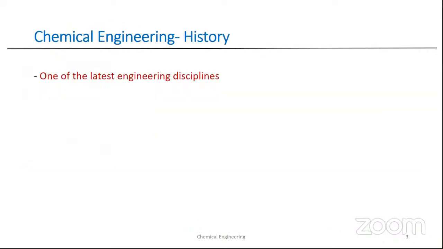So the first thing: what is chemical engineering? I say this is one of the latest engineering disciplines. For the last 2 days you have been following this course, so when did this discipline start? Mechanical engineering and electrical engineering were there from the beginning, but chemical engineering is one of the latest disciplines. It actually emerged in the late 19th or early 20th century. The main reason for chemical engineering was the industrial revolution.